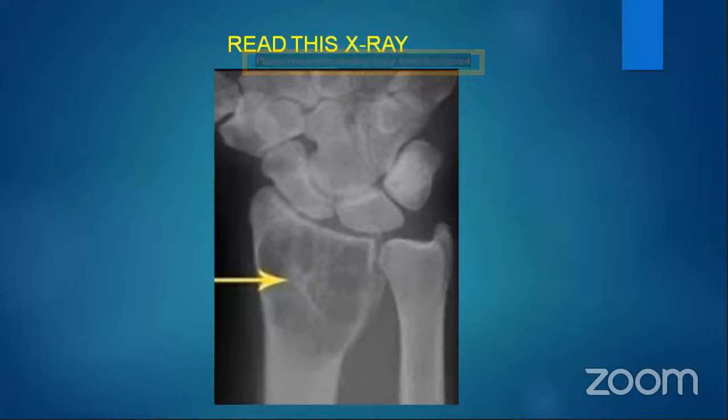Audible, sir? Yes, audible. It's a plain X-ray of a skeletally mature individual. Very good. With a distal radius with wrist joint along with carpal bones, showing an osteolytic lesion involving an epiphyseal metaphyseal junction with multiple ossifications within the osteolytic lesion.